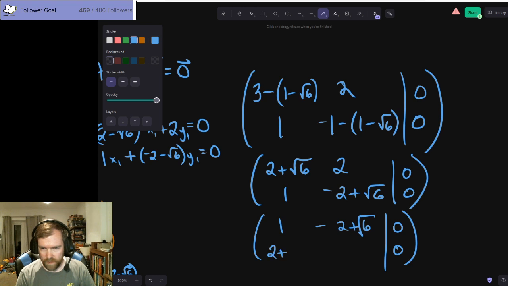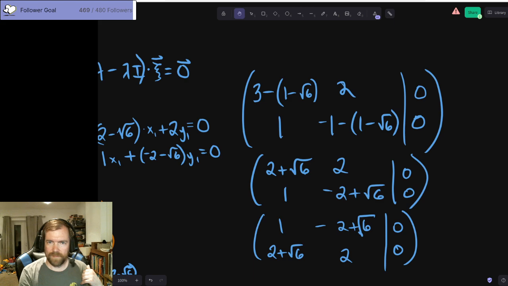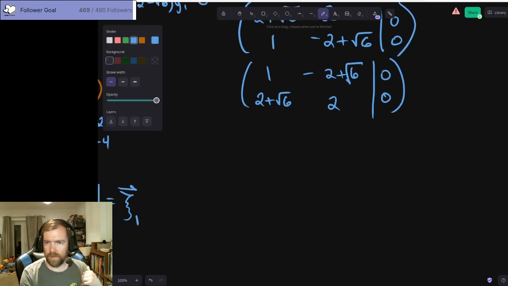And 2 plus square root of 6 and 2. And again, same deal here. We're going to take row 2, subtract 2 plus the square root of 6 times row 1, and then put it back into row 2.